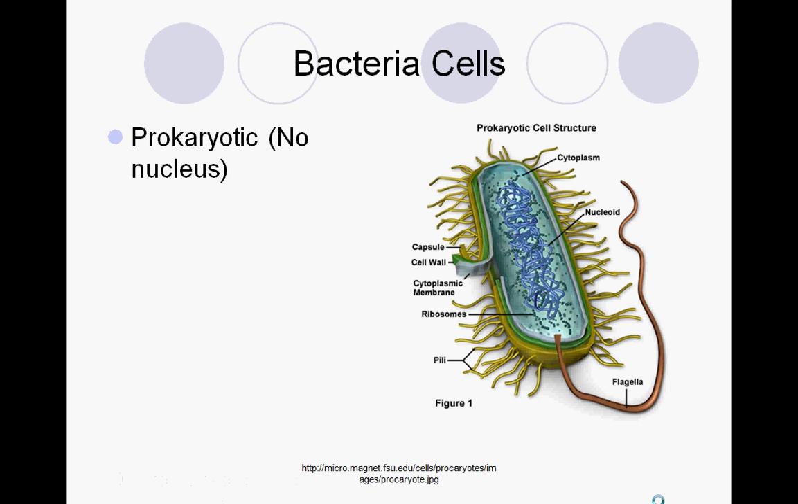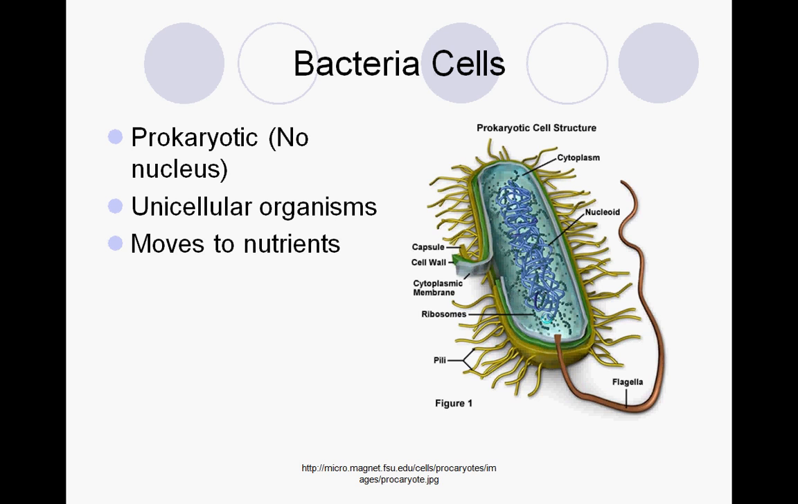Bacteria are really small but complex, but the important thing is that both the archaebacteria and the eubacteria are prokaryotic, no nucleus. So the DNA is in the middle of the cell, but it's kind of scattered and it's not in its own compartment. They're all one-celled, and most of them have to move to nutrients, and actually a lot of them are producers, so they actually make their own food.